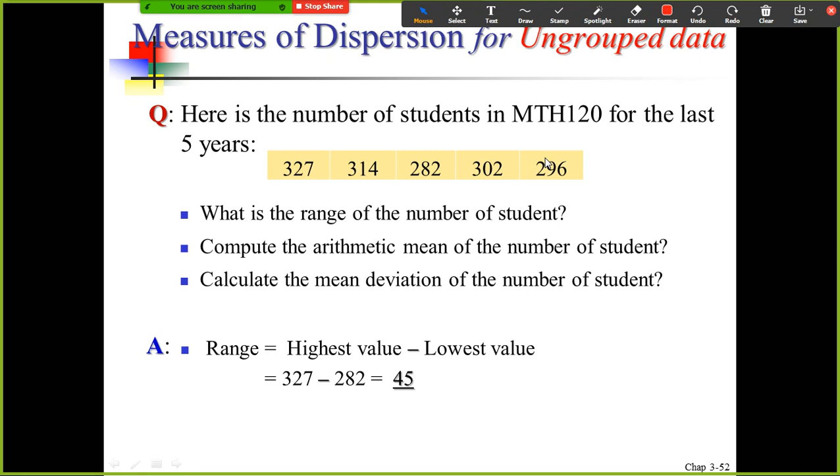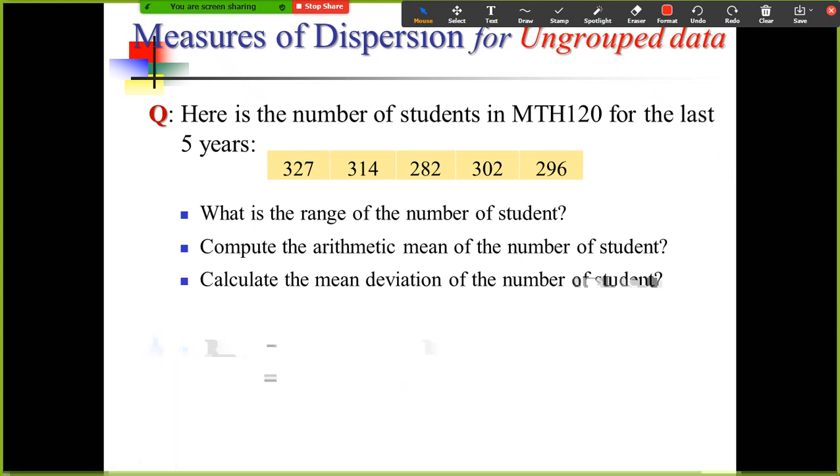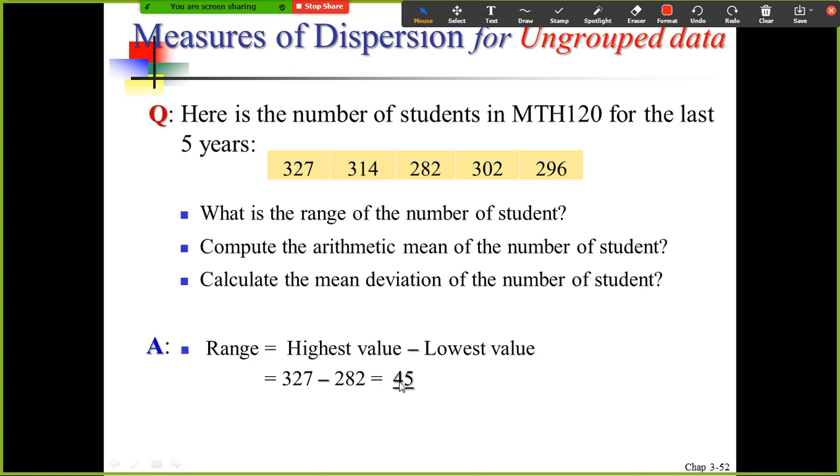That's why we can see that this is the highest value from our data set, and this is the lowest value of the data set. So the range in our data set is 45. 45 is the difference, or the gap, between the largest value and the smallest value in our data set.